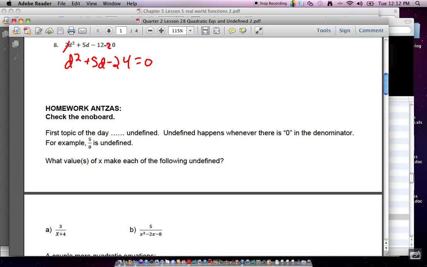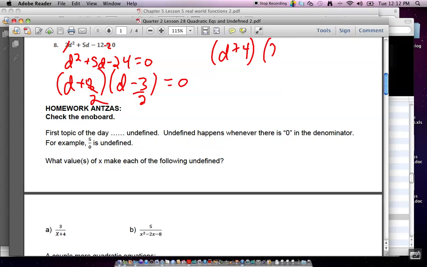What are the factors of that? 24. 8 and 3. I like 8 and 3. Which one's positive and which one's negative? Positive 8, because that's always the sign of the bigger number. Negative 3 equals 0. Now, the only thing is here, didn't I multiply by 2 here? So what do I have to do now? Divide by 2. So I'm going to get d plus 4 and 2d minus 3 equals 0.